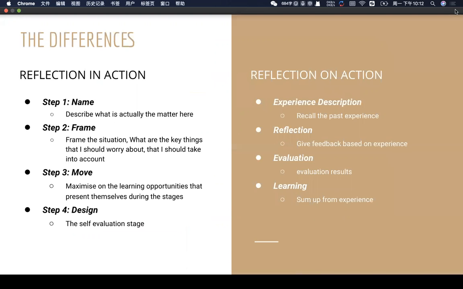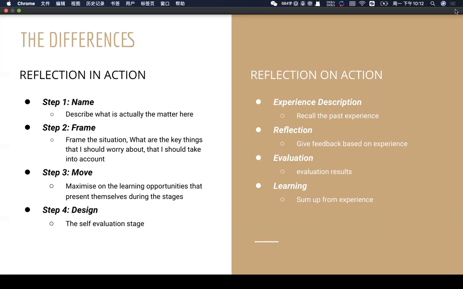From the first step of reflection in action, we should ask ourselves, like, am I going in the right direction? Then to think about what is actually the matter here. What are the key things that I should worry about, that I should take into account, or something like that. And then to frame the situation. Initially, it's a learning process.